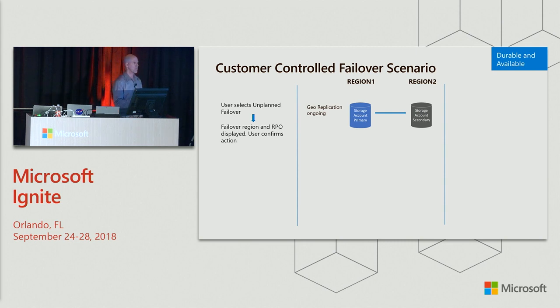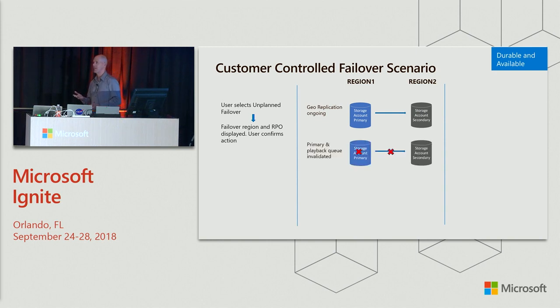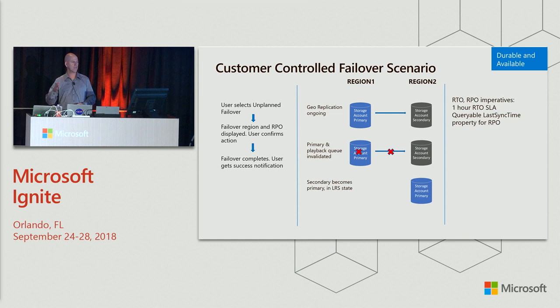And it'll also show what the current RPO is, so you know what the state is of the replication between those two regions. If the user confirms at that point in time, it goes ahead and does that by invalidating the playback queue or the log file that's going to be played on that secondary region, and making the secondary the new primary using LRS. And the user does get notification that that's happened. At that point in time, the secondary region is a fully writable copy or writable zone that can be written to.